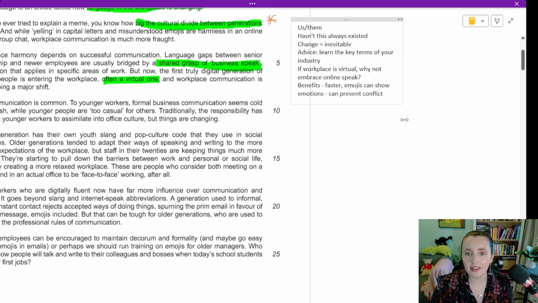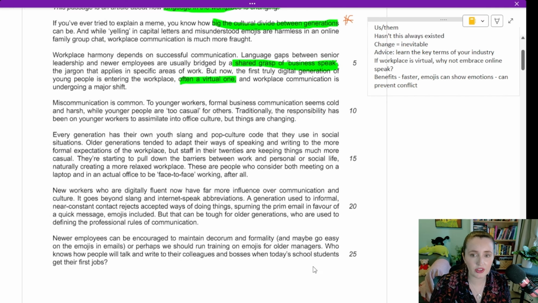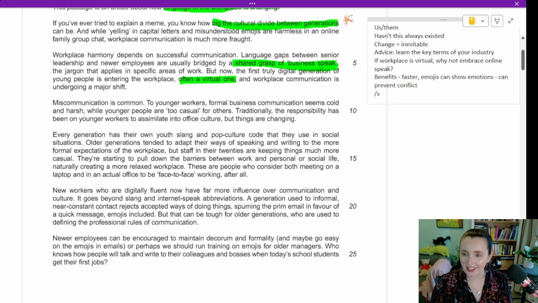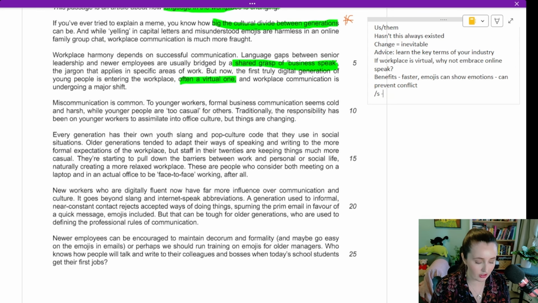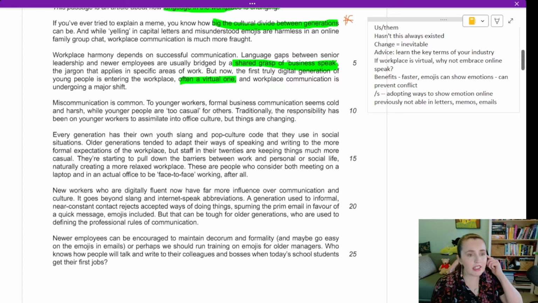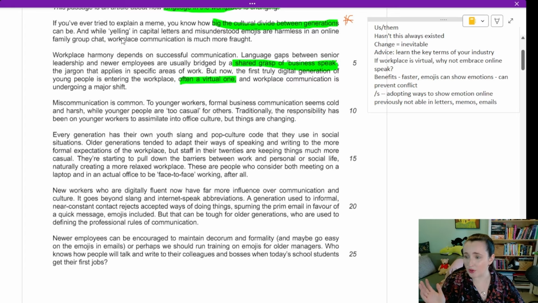Or even my younger sister, she likes to do, you know this? /s to show sarcasm. So like there are ways of showing emotion online now, like adopting ways to show emotion online, previously not able in letters, memos, emails. Miscommunication is common. Hasn't it always been common?